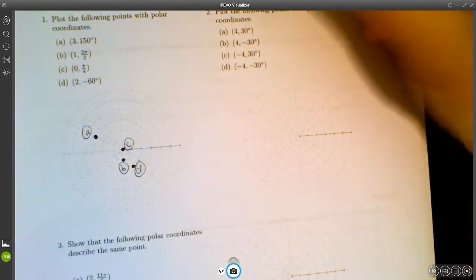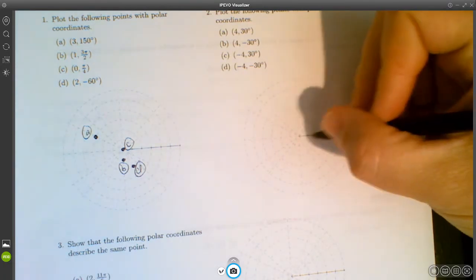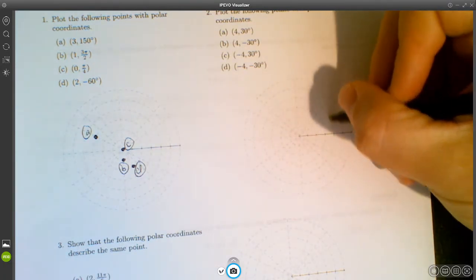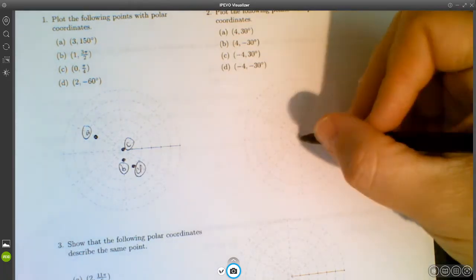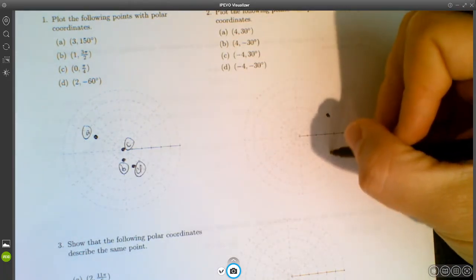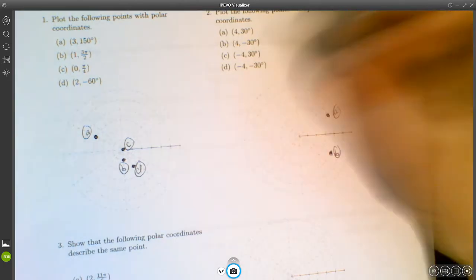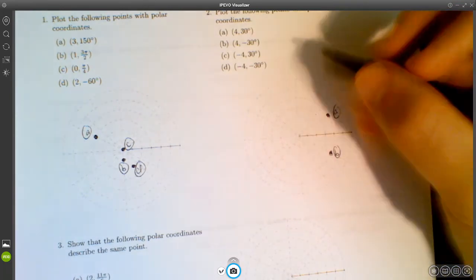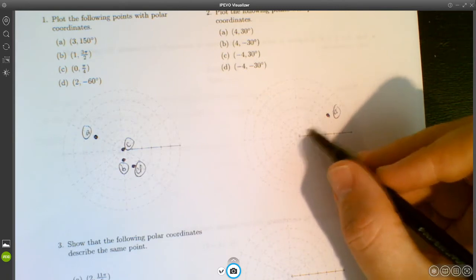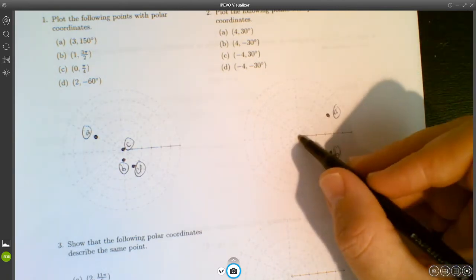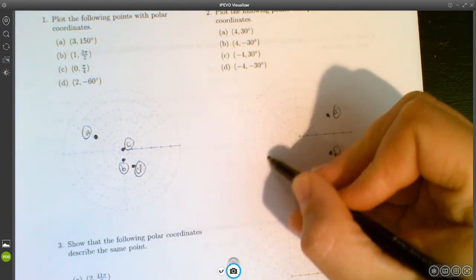Okay, let's do some more. It says plot the following points with polar coordinates. So 4, 30. 1, 2, 3, 4, 30 degrees, right there. 4, -30 is right there. So this is A, B. Then -4, 30. For -4, 30, we would come out to 30 degrees, but then we would go in the negative direction. 1, 2, 3, 4. Right? So there's part C.